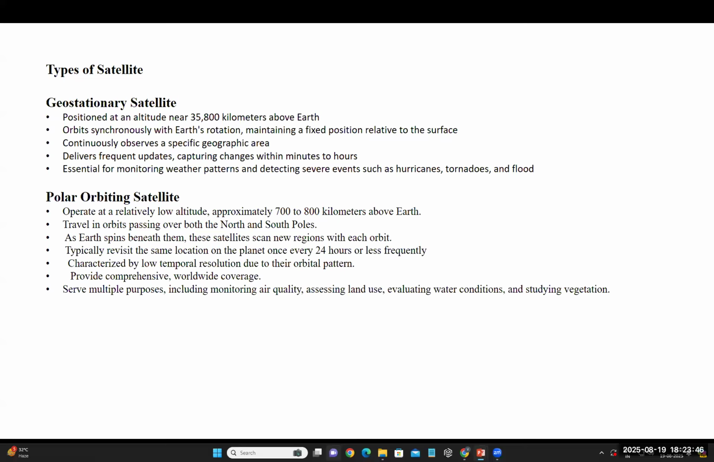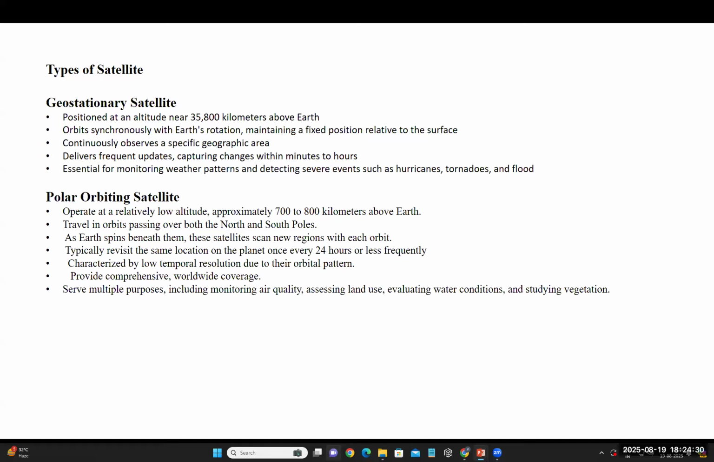Now I am reading the slide. Geostationary satellite is positioned at an altitude near 35,800 kilometers above Earth. This orbit rotates with Earth's movement, maintains a fixed position relative to the surface, continuously observes a specific geographic area, and delivers frequent updates, capturing changes within minutes to hours, essential for monitoring weather patterns and detecting severe events such as hurricanes, tornadoes, and floods.